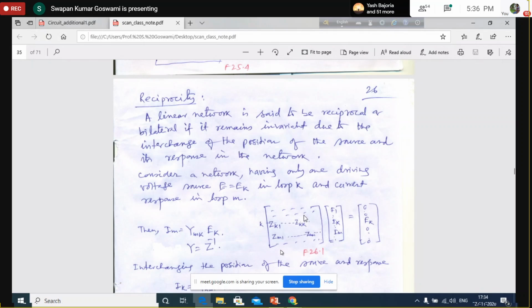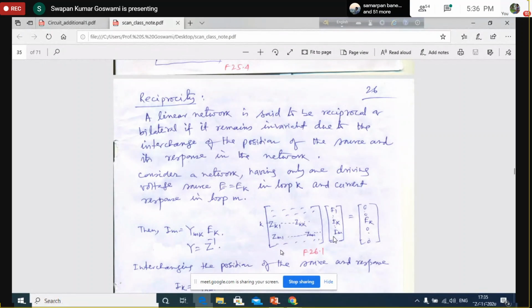So I can write this equation Z into I, the loop impedance matrix Z into the loop current vector equal to the loop voltage vector. Since there is a single source at loop K, the loop voltage is EK, and all other loops have zero voltage because there are no voltage sources. But because of this source at loop K, current will be there in each and every loop.